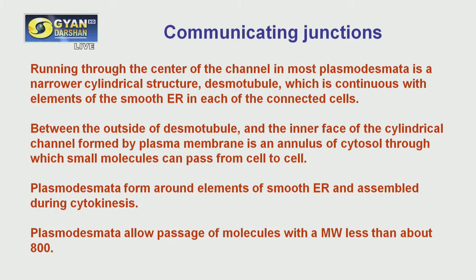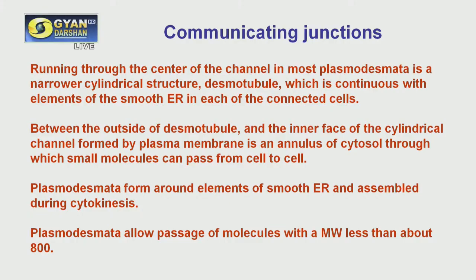Plasmodesmata form around elements of smooth endoplasmic reticulum. ER stands for endoplasmic reticulum. And they are assembled during cytokinesis. Plasmodesmata allow passage of molecules with molecular weight less than about 800.